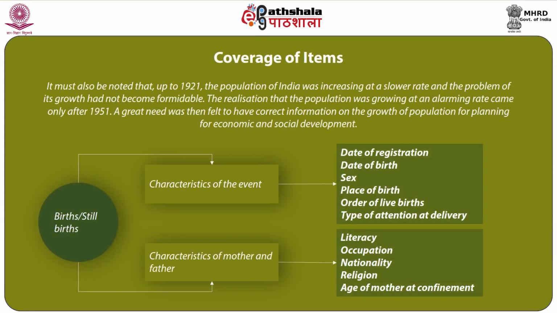The major aspects covered are the items of information collected in the registration records. For births or stillbirths, these are the characteristics of the event: date of registration, date of birth, sex, place of birth, order of live birth, and type of attention at delivery. Also, the characteristics of mother and father, like literacy level, occupation, status, nationality, religion, and age of mother at confinement, are covered as part of fertility.